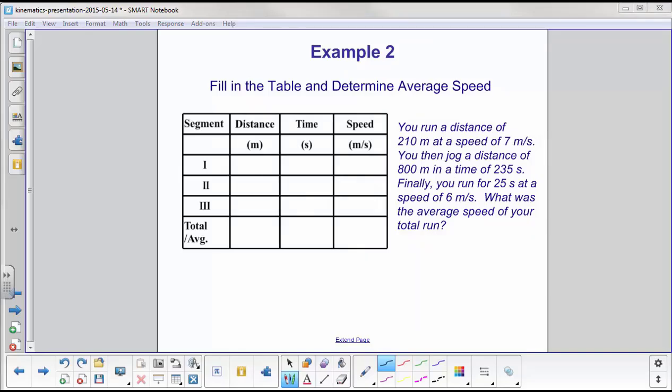Here's an example you can work in your groups or by yourself. We have the same table that we've used before, and in this case it's a slightly different problem. You run a distance of 210 meters at a speed of 7 meters per second. You then jog a distance of 800 meters in a time of 235 seconds. Finally, you run for 25 seconds at a speed of 6 meters per second.